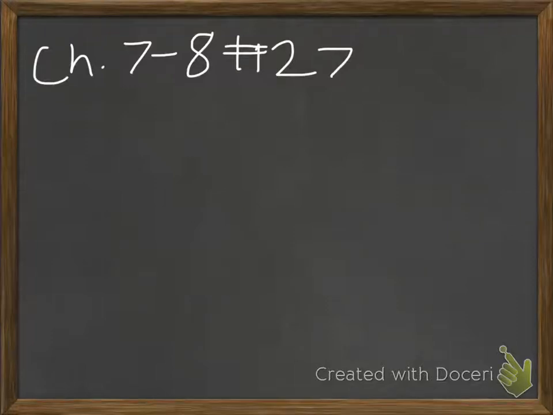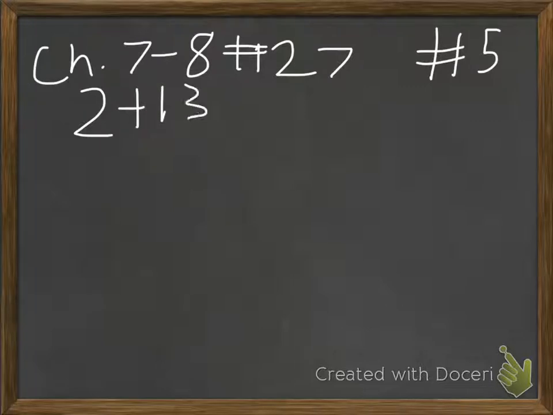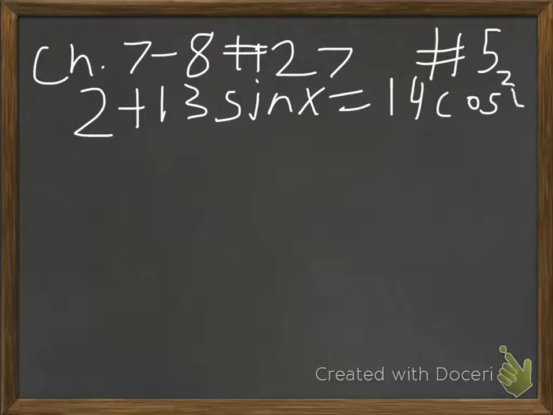Alright, so we're doing number 27 on the test, or number 5 in the calculator portion, if you want to follow along. The problem states 2 plus 13 sine x equals 14 cosine squared x. This is a fairly straightforward problem because you do have the option for a calculator.